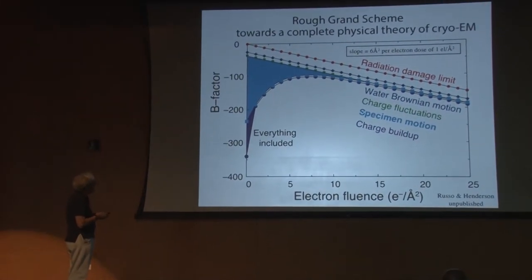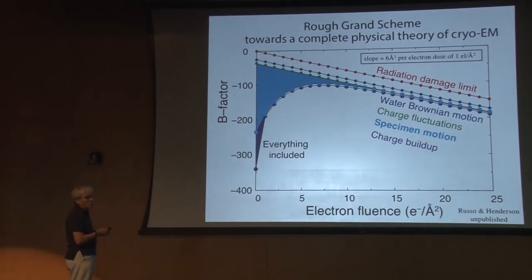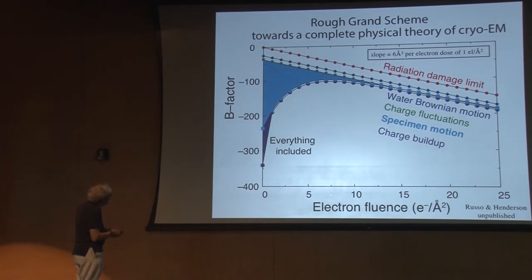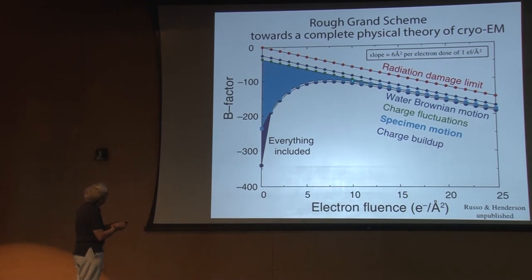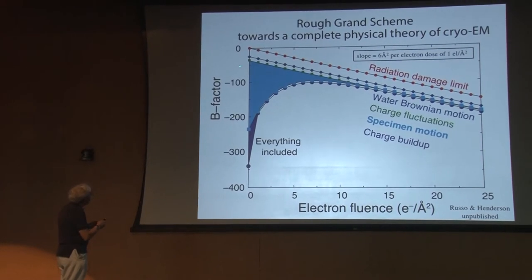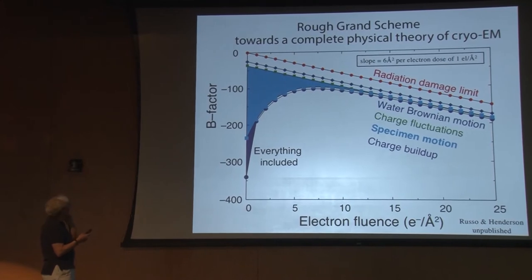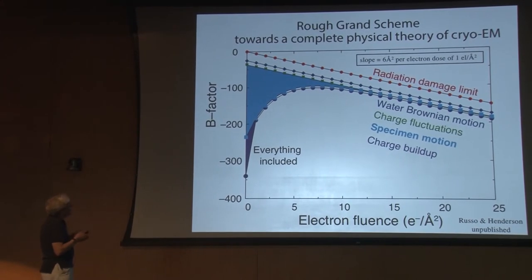we'll get rid of the main problem, which is this beam-induced specimen motion. You put the beam on and it blurs, particularly at the beginning. And then eventually, after about 10, it settles down. This beam-induced specimen motion stops after about 10. But you've lost the very best part, where the structure is undamaged. If you could get rid of that, you might not need to use 25. You could perhaps use 10 electrons per square inch.